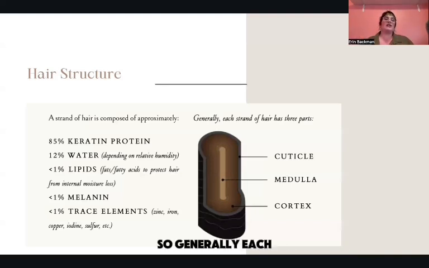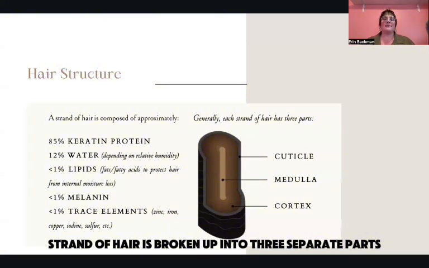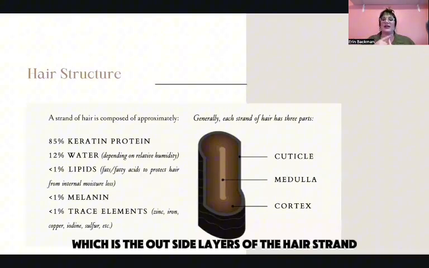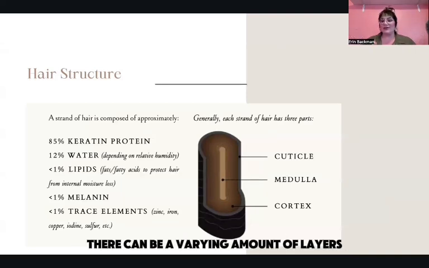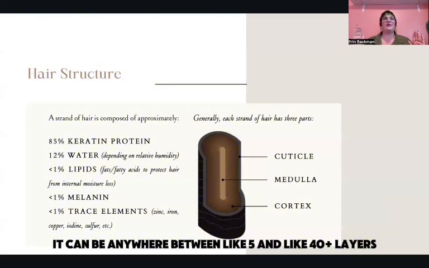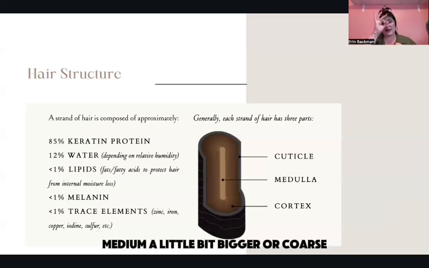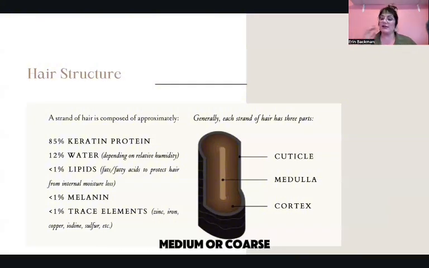Generally, each strand of hair is broken up into 3 separate parts. We have the cuticle layers, which are the outside layers of the hair strand. There can be a varying amount of layers. It can be anywhere between 5 and 40 plus layers, depending on the strand, whether it is fine and smaller, medium, a little bit bigger, or coarse. The individual size of the hair strand is what determines whether it's fine, medium, or coarse.